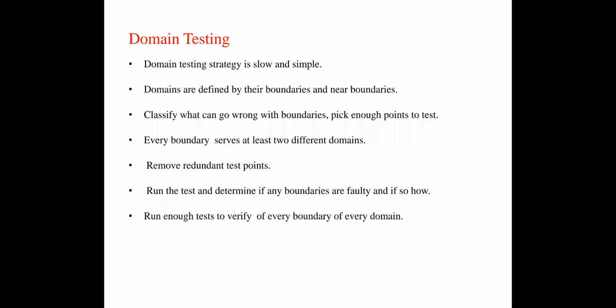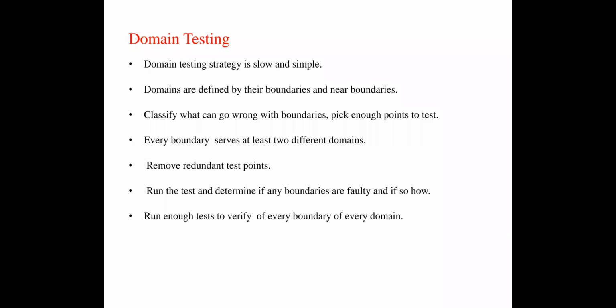For example, if x contains 1 to 5, the boundary of x values is 1 to 5: a lower boundary and an upper boundary. So the domains are defined by their boundaries and near boundaries. If no boundaries are there, the near boundaries will be taken. Here we use the classifiers, which check whether the domain path is executing in the correct way or not.